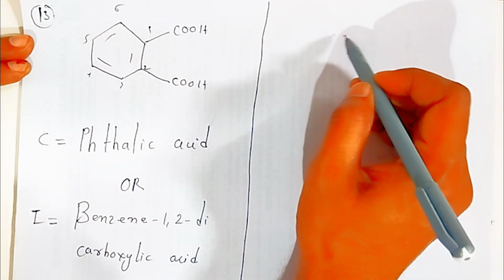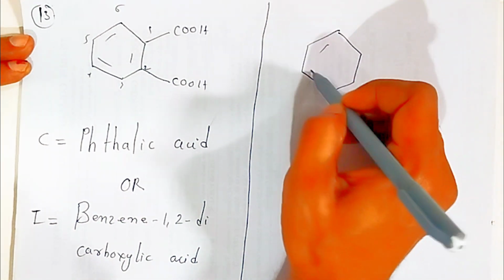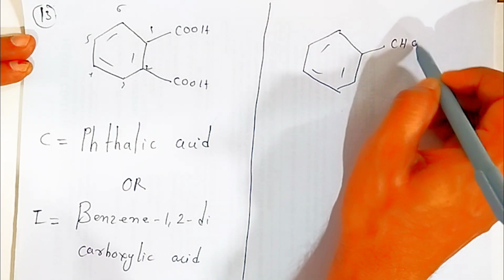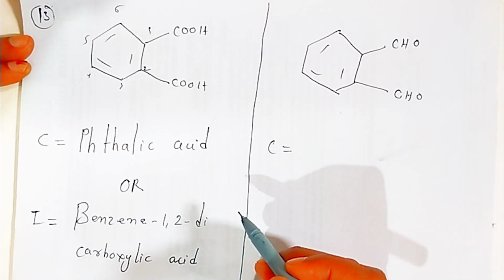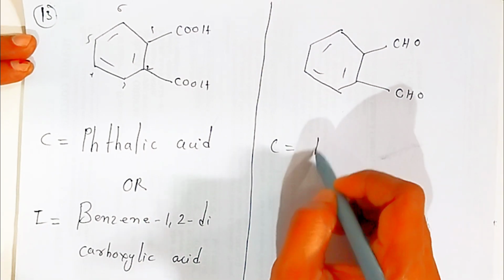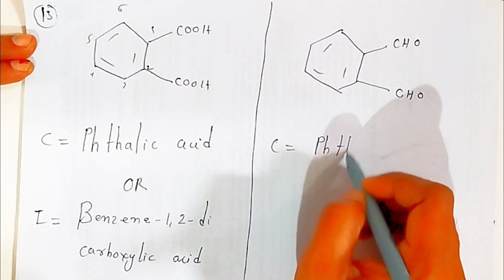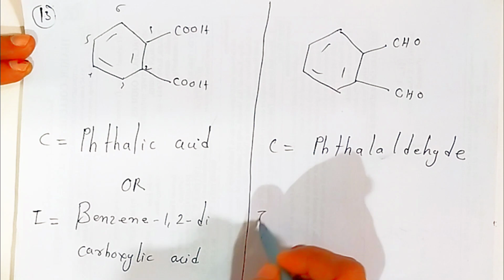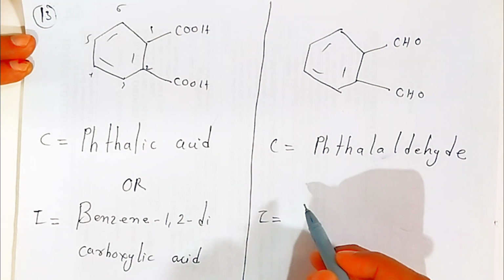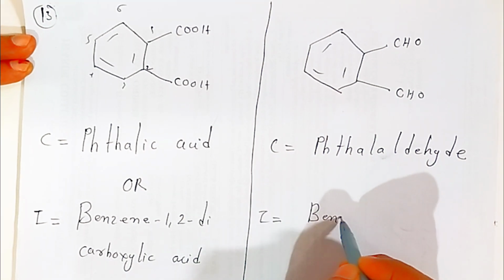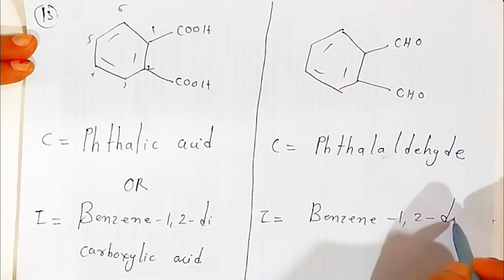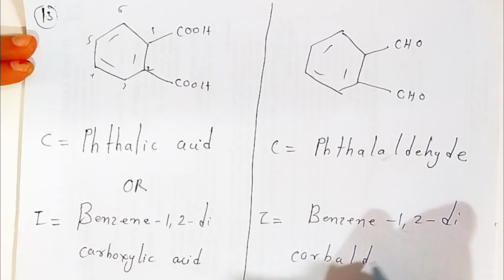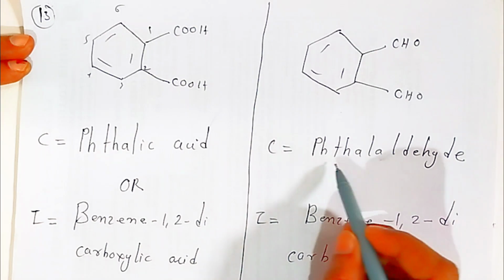Now students, if benzene is attached by two aldehyde groups, CHO and this is also CHO, what will be the common name, students? We call it phthalaldehyde. Instead of phthalic acid, we call it phthalaldehyde. What will be the IUPAC name, students? The IUPAC name will be benzene-1,2-dicarbaldehyde. Benzene-1,2-dicarbaldehyde is nothing but phthalaldehyde.